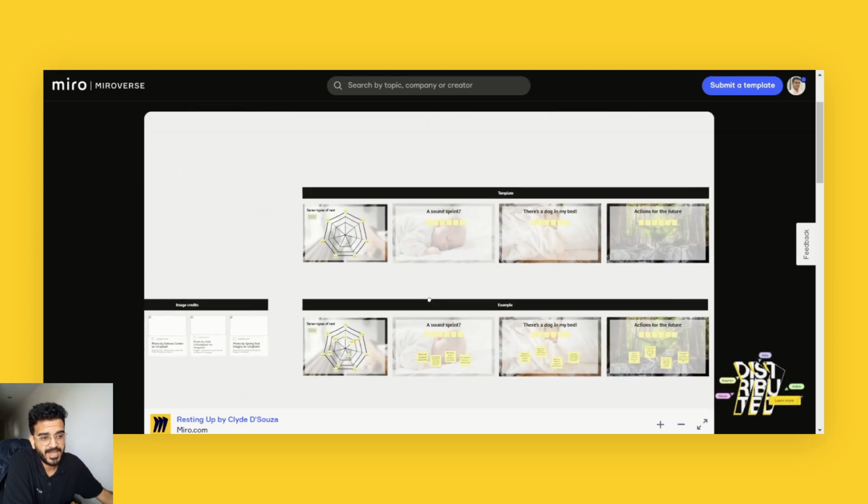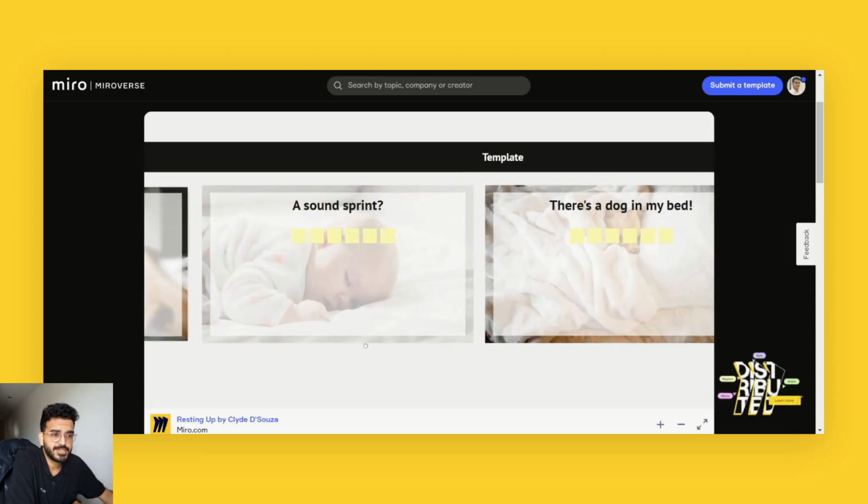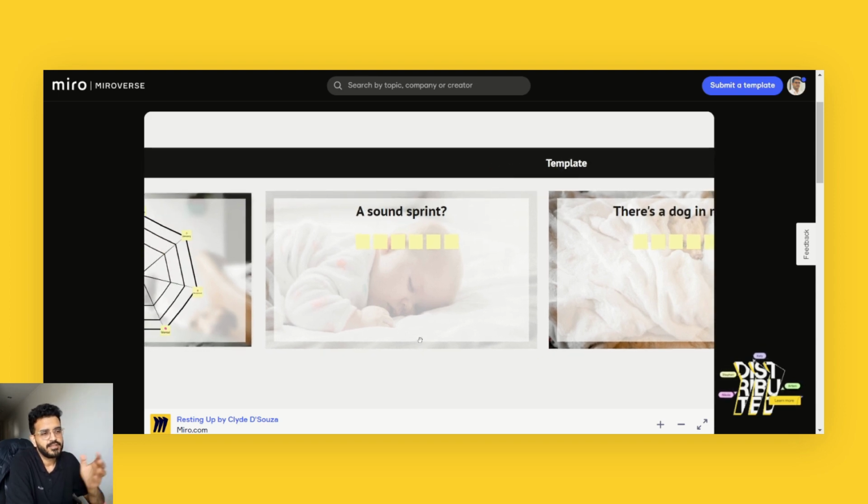Now, moving on to the actual retrospective itself, you have the first one, which is a sound sprint. Now, here is where you would look at all the things that actually went well, and were the reasons probably of giving you a sound sleep in the last sprint. So grab a post-it note and make a note of that over here.